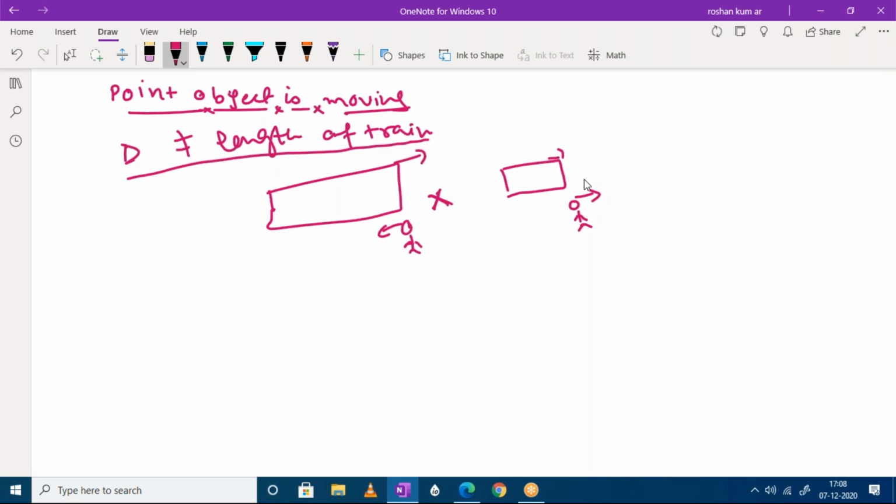This fellow has already traveled, so if he is here right now, this fellow has to travel the complete distance from here till here. So if you talk about absolute distance, it will never be equal to the length of the train. And when you have to get into the calculation of the distance, it will become very difficult for you to commit to something here, guys.